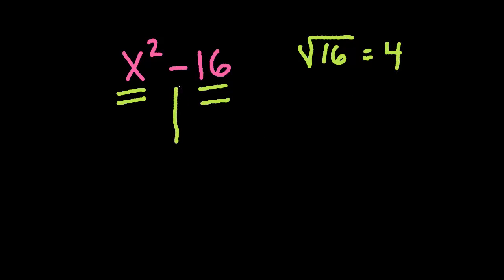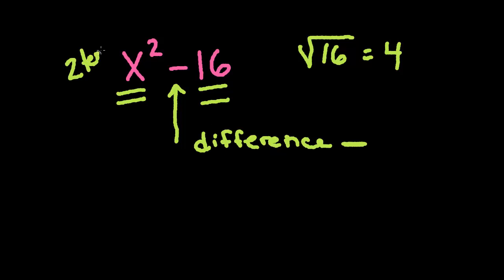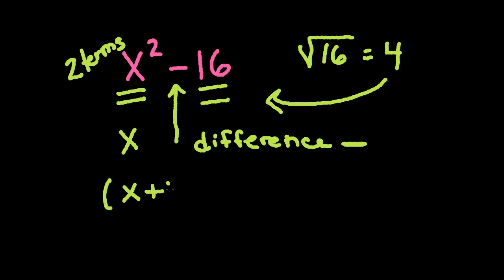The key thing here is, is there a minus sign? Is this a difference of perfect squares? And if it is, then there's a simple trick to solving this equation. So anytime that you have two terms and you have a difference of these two perfect squares, you take the square root of the left side, you take the square root of the right side, and then you simply put a plus in between them, and then you put a minus in between them. And that's it. You're done.